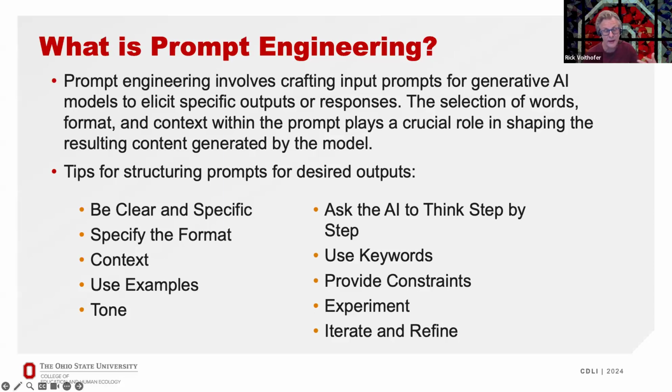A few things that I'm sure a lot of you have experience with, but just in case you don't: being clear and being specific. Specifying the format, like I'm writing a letter of recommendation, and the context: this is for someone applying to be a teacher in a rural school. Use examples. You could even tell it the kinds of phrasing that you like to use. Tone, you could say professional. Sometimes you can tell it to give you its response step-by-step. Sometimes keywords may be helpful. Providing constraints, like if it's giving you too much text, keep it to 30 seconds or 150 words, and experiment and iterate.